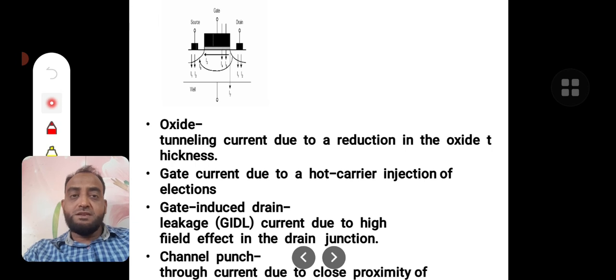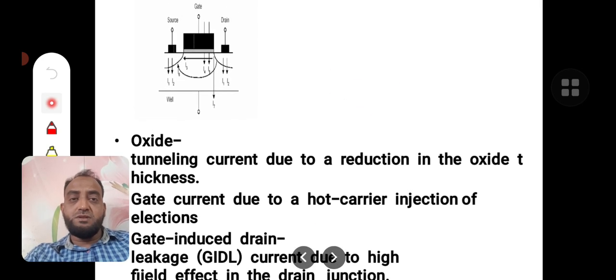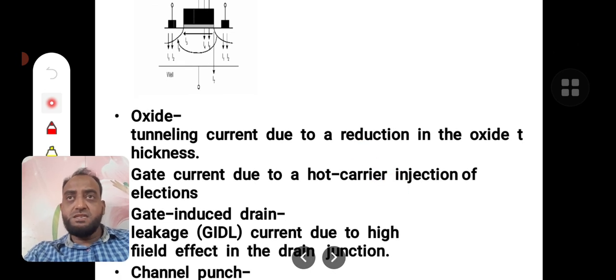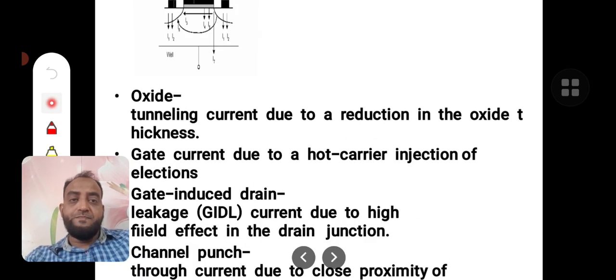The next current is gate current due to hot carrier injection of electrons. This hot carrier injection is also similar to the tunneling current. As we have just seen, the charge carriers which are changing from valence band to conduction band, these electrons are tunneling. That type of tunneling is called hot carrier injection tunneling.